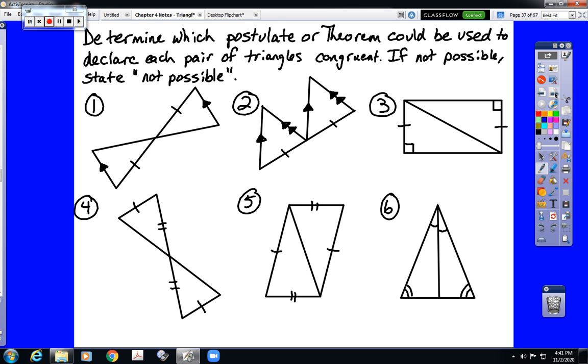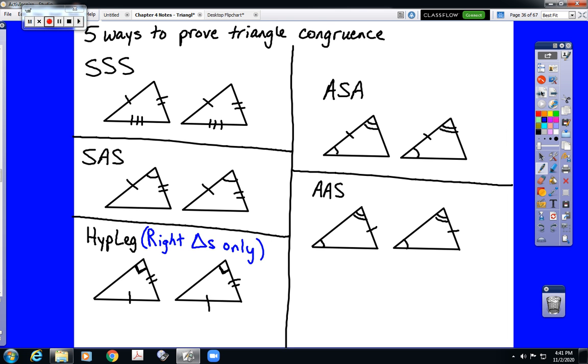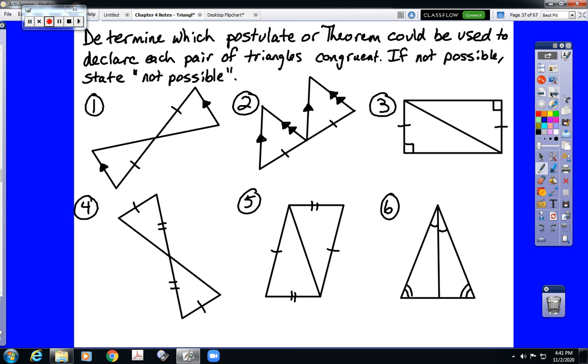So again, I want to go back and state there are 6 problems here. You have to answer with one of these 5 theorems or postulates, or not possible. Okay? As we're going through here, again, there are things we're allowed to add to these pictures. For instance, in number 1, we could declare that these two angles are congruent because they're vertical angles. We're allowed to mark vertical angles as being congruent because our vertical angle theorem says vertical angles are always congruent.